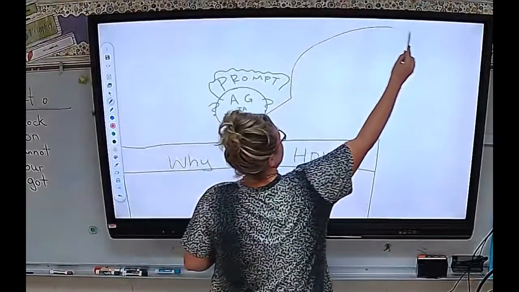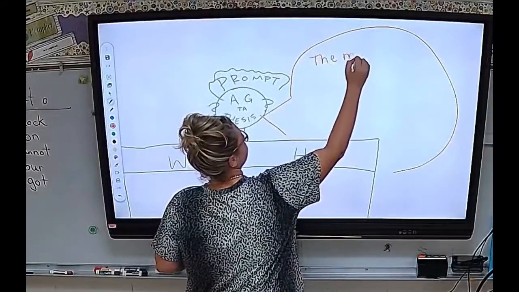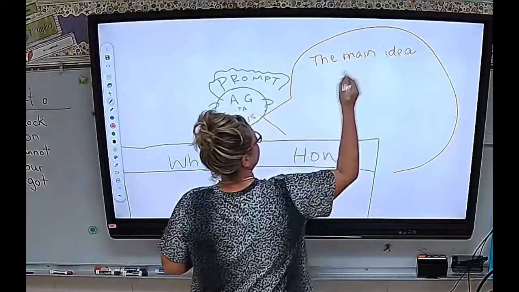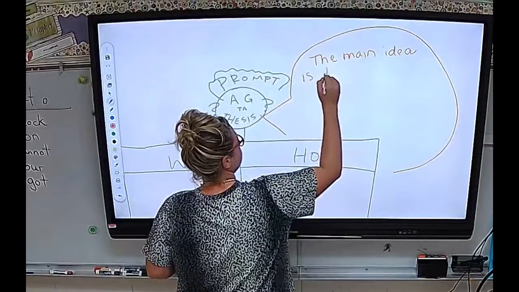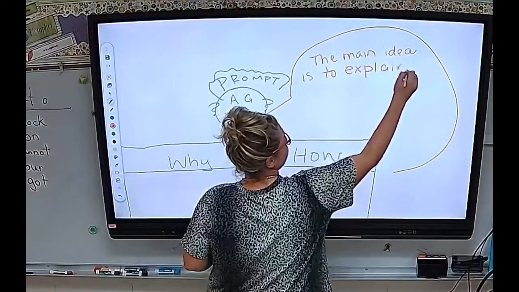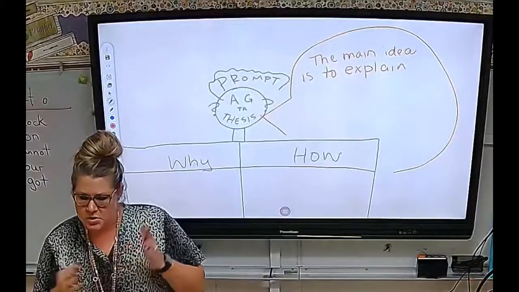Okay. We can do our mouth like this. And how can we start it? We can say the main idea. And that would be your thesis sentence right there. Now we're ready for those two words. We're going to go back and restate the prompt. What does our prompt want us to explain?